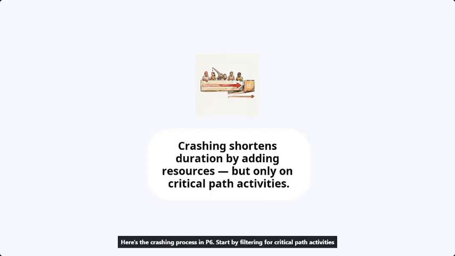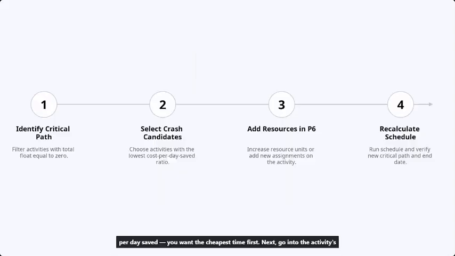Here's the crashing process in P6. Start by filtering for critical path activities using the total float equals 0 filter. Then rank those activities by crash cost per day saved. You want the cheapest time first. Next, go into the activity's resource assignments and increase units or add a new resource. Finally, recalculate the schedule to check if the end date moved and if a new critical path emerged.